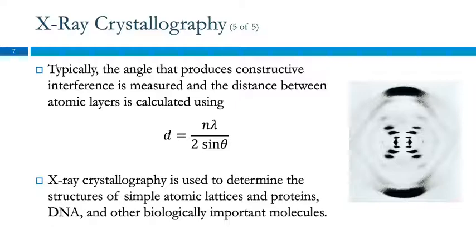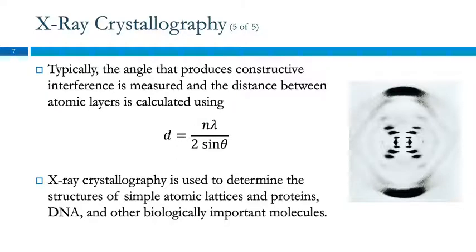X-ray crystallography has been useful in many, many different fields. The double helix of DNA was discovered using X-ray crystallography. We can look at proteins and other biologically important molecules, as well as simple ionic compounds.